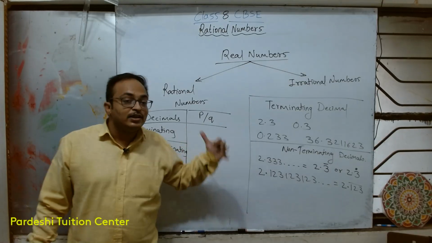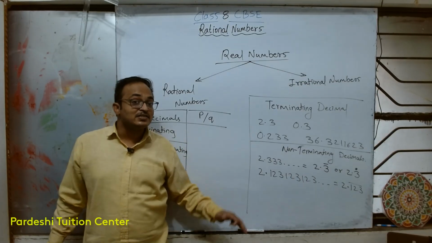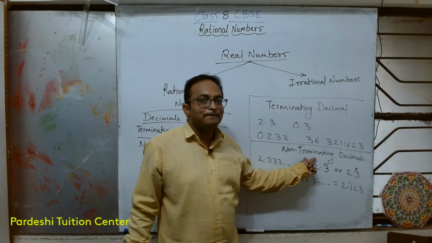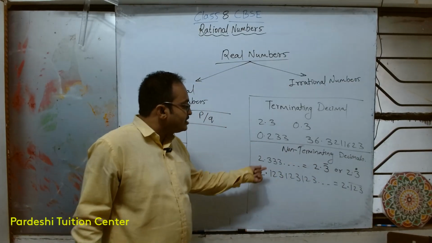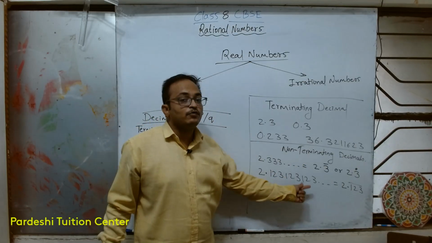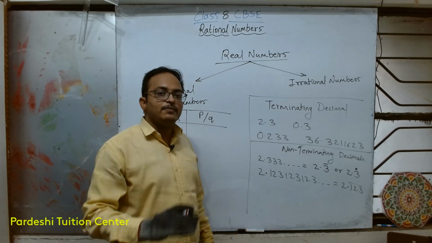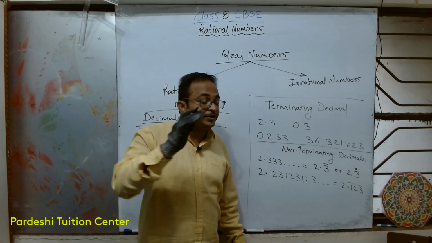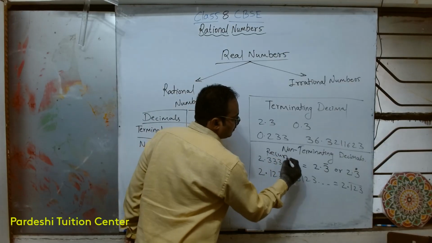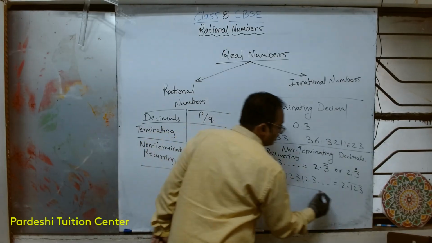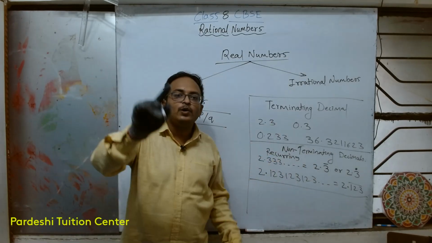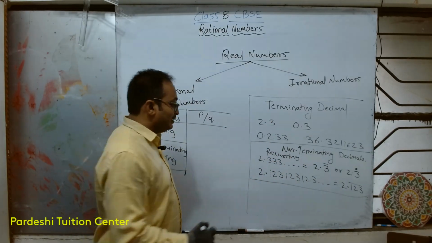Are there some other types of decimals? Yes, there are some other types of decimals which are non-terminating but non-recurring. See, these are recurring: 3, 3, 3, 3 is recurring. 1, 2, 3, 1, 2, 3, 1, 2, 3 is recurring. But in some decimals, the numbers do not have a fixed pattern. But there are also some numbers that are non-terminating, non-recurring. Okay, they do not have a fixed pattern.